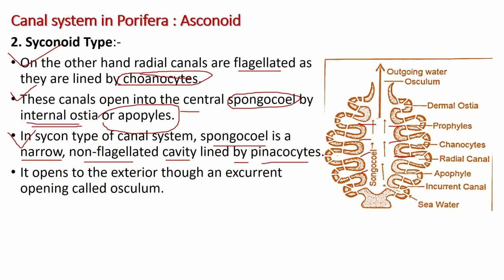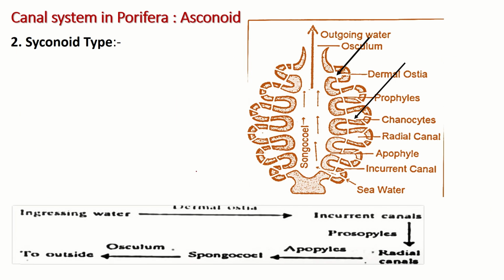As compared to the asconoid type of canal system, in the syconoid type the spongocoel is narrow, non-flagellated and lined by pinacocytes. It opens to the exterior through an excurrent opening called the osculum. And lastly, how the water comes into the body of the sycon and goes to the outside of the body.